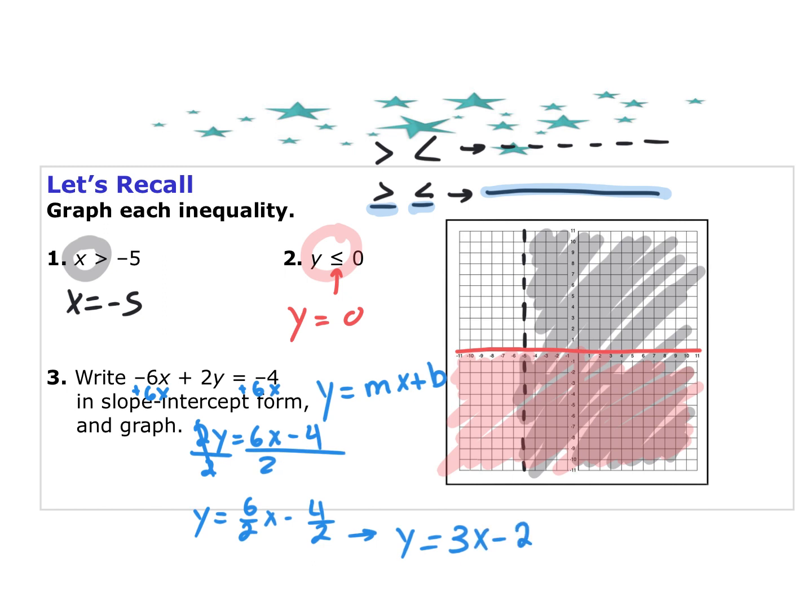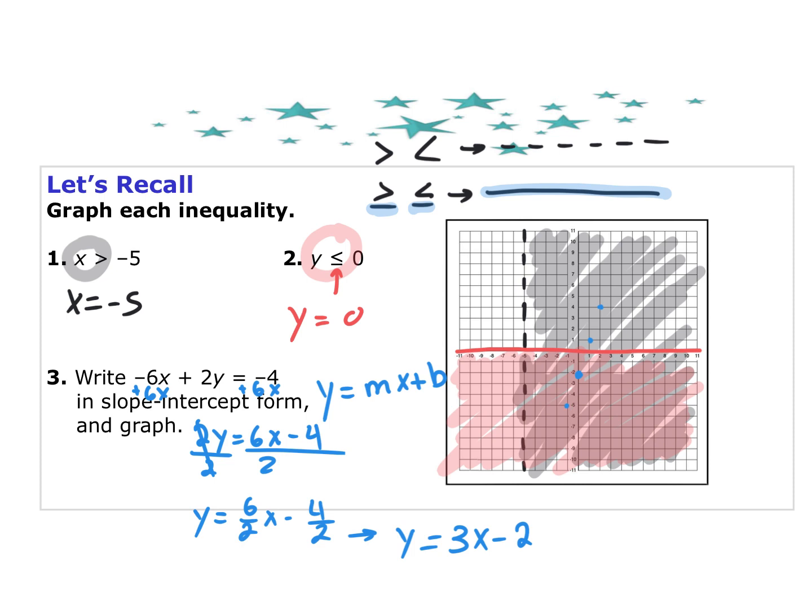This is a line. It's not an inequality, so there is no shading involved. The difference between the inequality and the line is that the line is not shaded and the inequality is. So when we graph it, we're going to start right here at -2. We're going to go up 3, so 1, 2, 3, and 1 to the right.